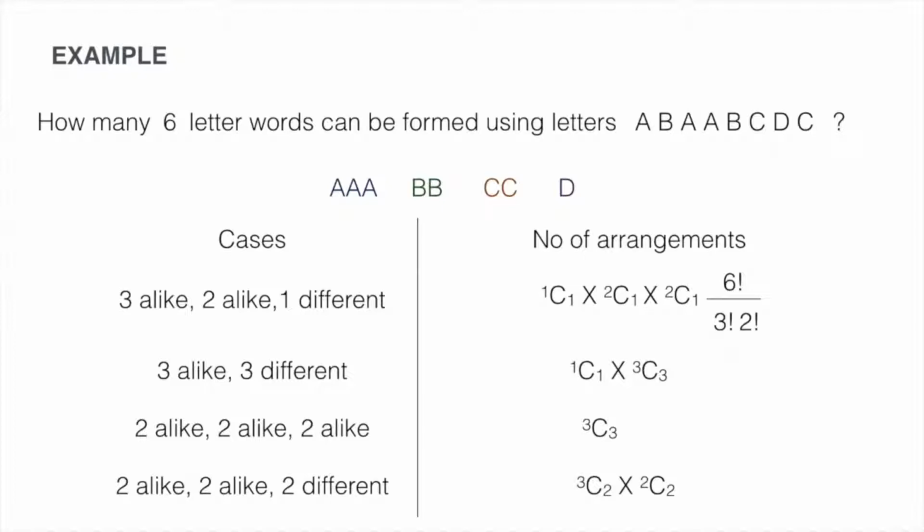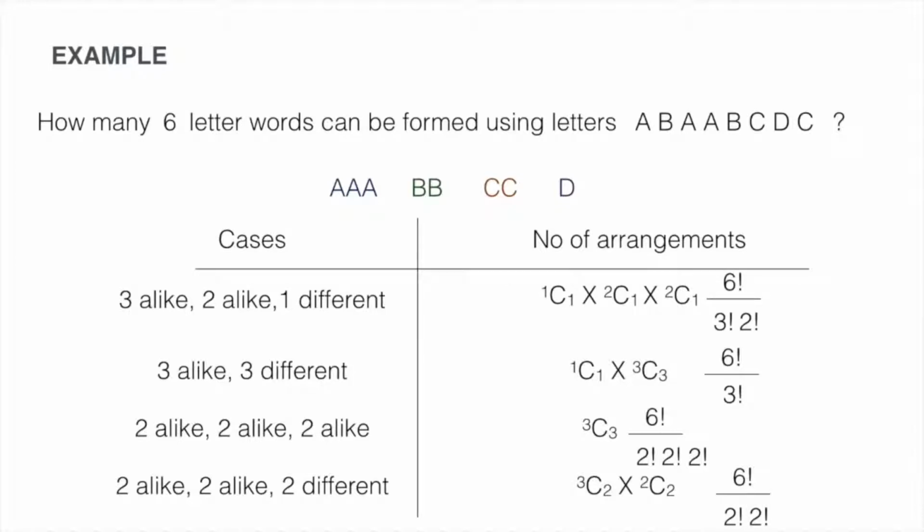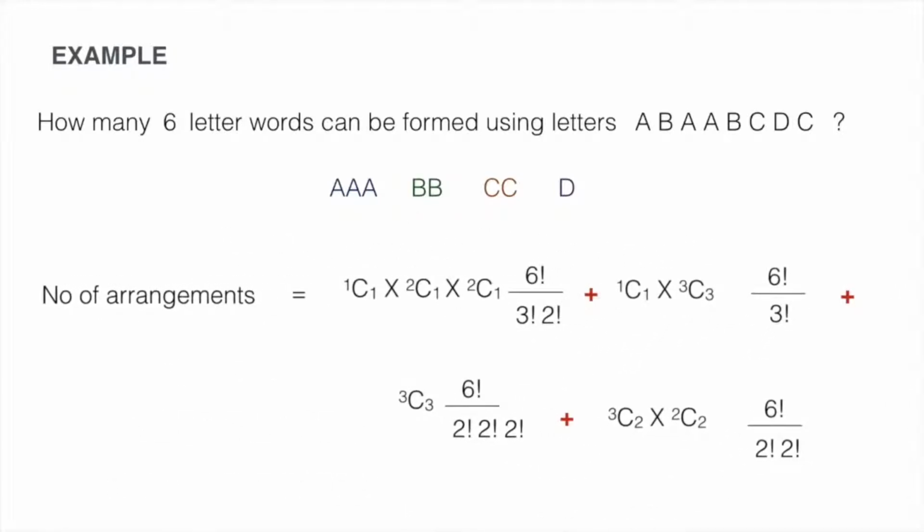So we divide the expression by 2 factorial, 3 factorial. Similarly, for the second case, we multiply by 6 factorial and divide by 3 factorial for 3 alike objects. You can see for yourself that for the third case, the expression would be 6 factorial divided by 2 factorial, 2 factorial, 2 factorial, and for the fourth case, the expression would be 6 factorial divided by 2 factorial, 2 factorial. The total number of arrangements would be the sum of all the arrangements for each case and will be given by this expression.